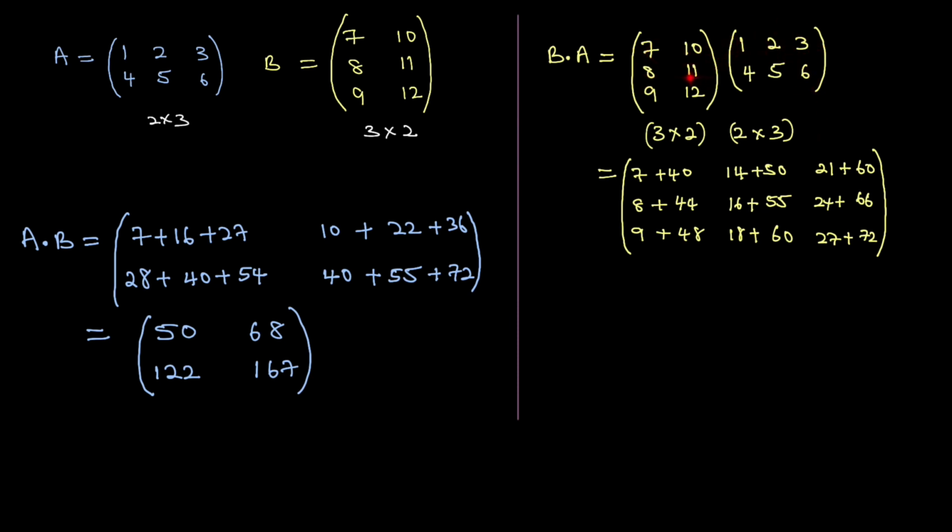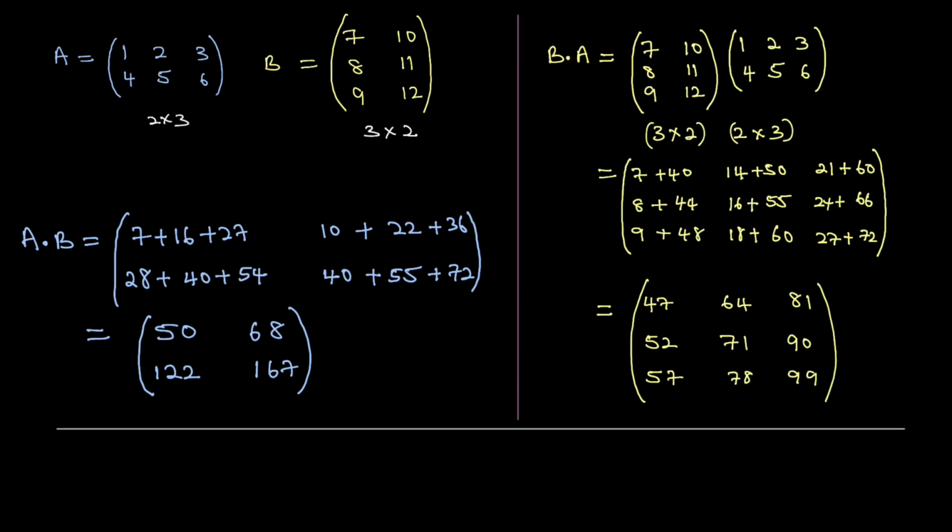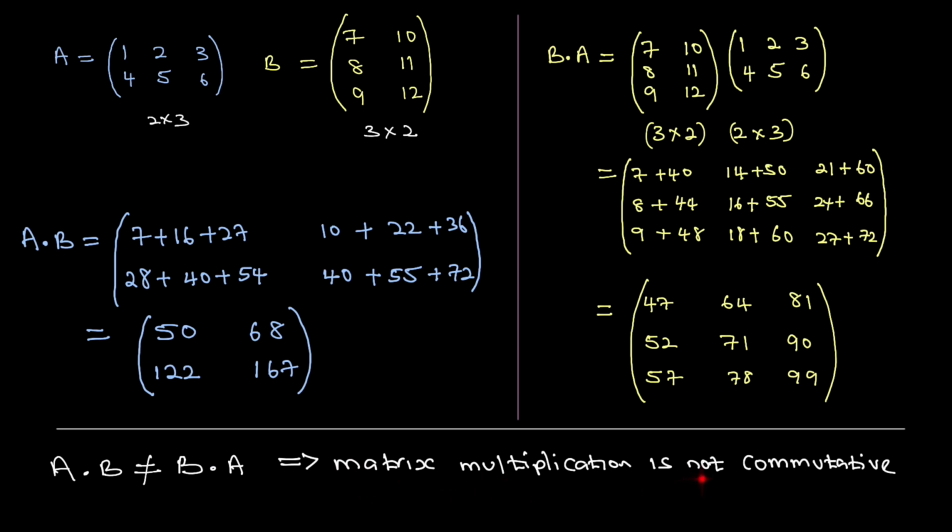8 times 1 plus 11 times 4. 8 times 2 plus 11 times 5. 8 times 3 plus 11 times 6. The final one is 9 times 1 plus 12 times 4, 9 times 2 plus 12 times 5, 9 times 3 plus 12 times 6. We add them all up. We get 47, 64, 81, 52, 71, 90, 57, 78, 99. And that's matrix BA. Now we can see that A times B is not equal to B times A. Matrix multiplication is not commutative.